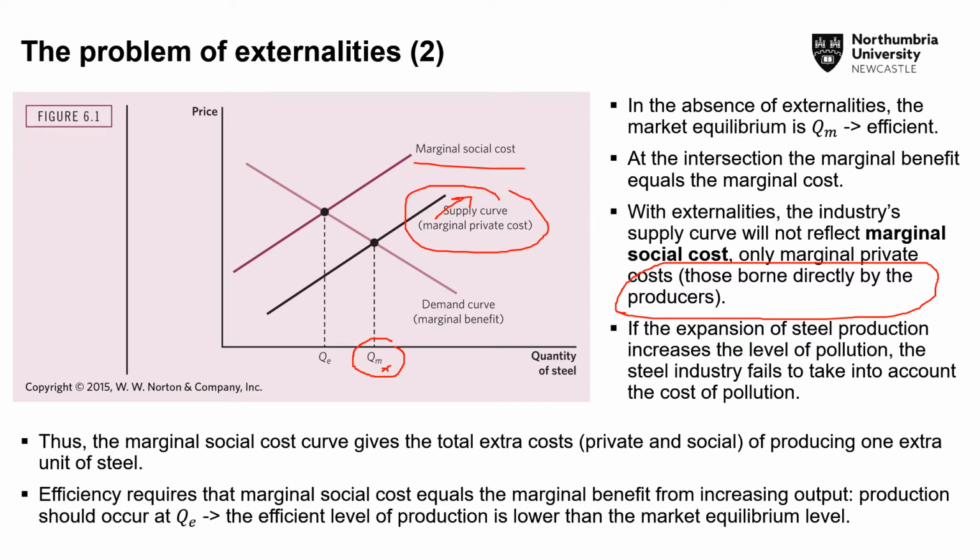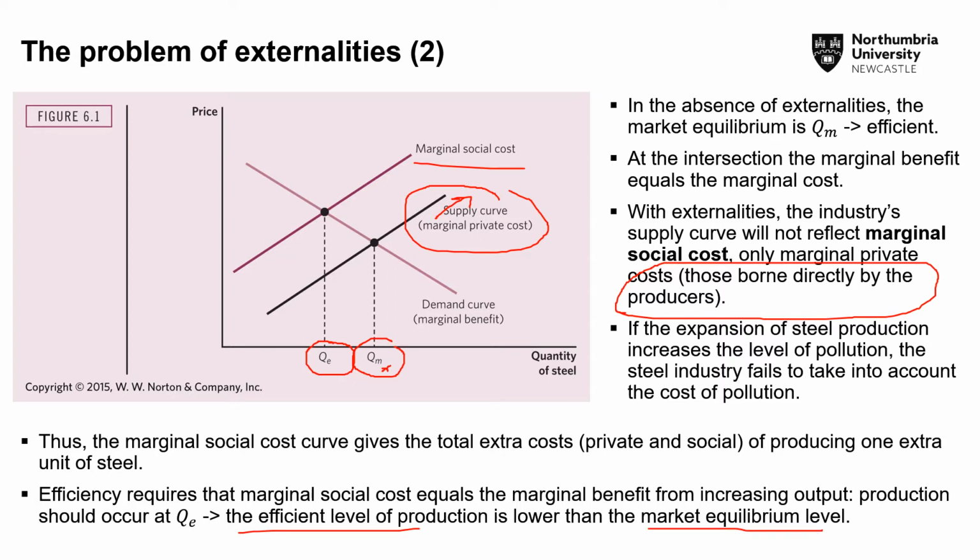And then what we have is a somewhat different situation. In other words, now what we have is the marginal social cost curve equaling the marginal benefit curve. And hence that corresponds to a lower quantity of steel being produced, which is represented on our diagram as Q subscript E. So therefore, the efficient level of production is lower than the market equilibrium level.